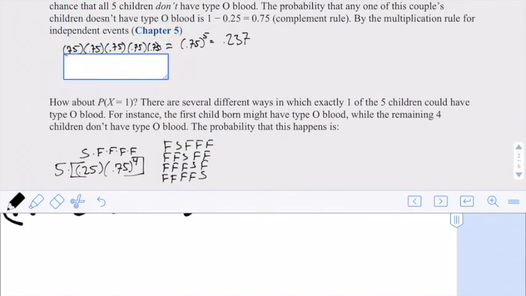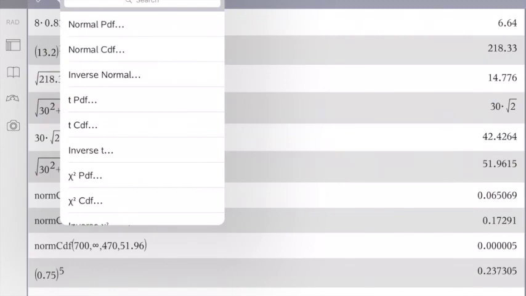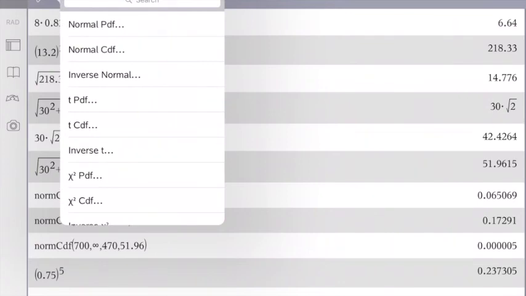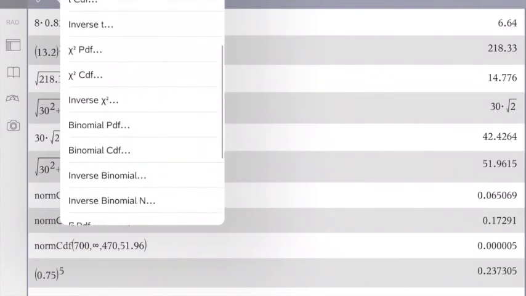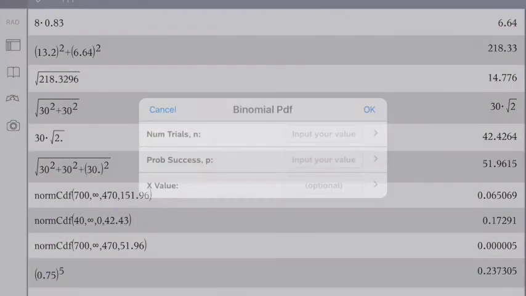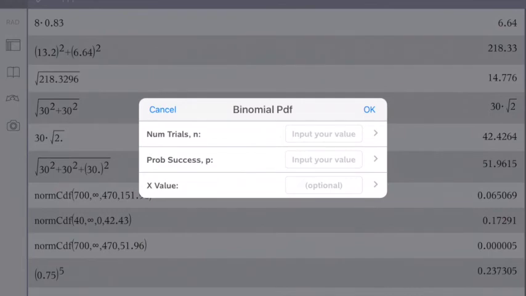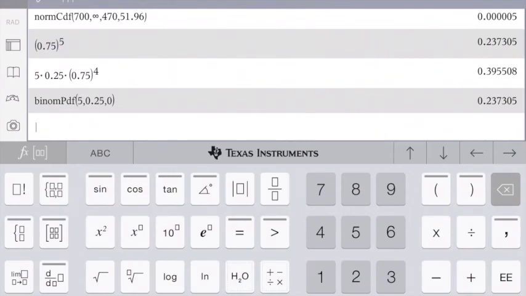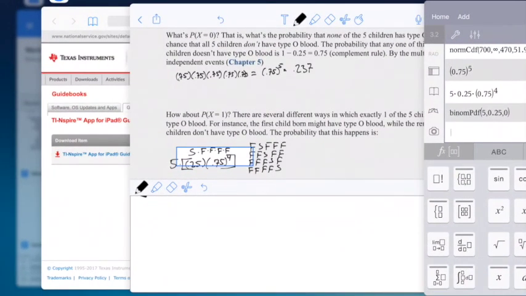Probability X equals 0. So menu, statistics, distributions, and this is where we have the PDF, CDF. We're going to start with a binomial PDF. This is probability distribution function. We have 5 trials. The probability of success is 0.25, and we want to know where we get 0 successes. So this is 0.237, which matches.